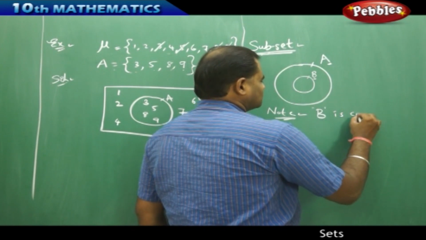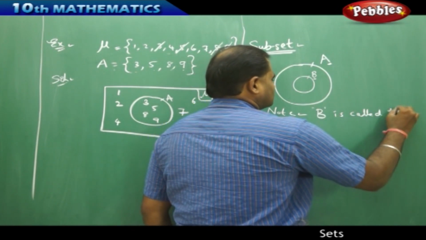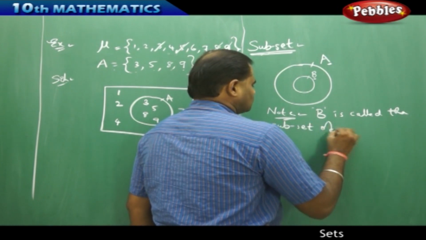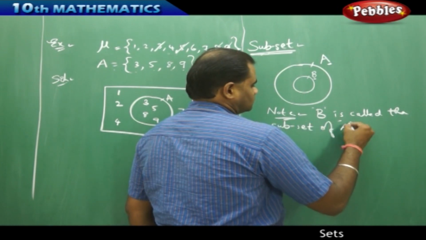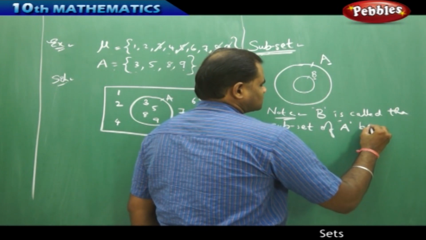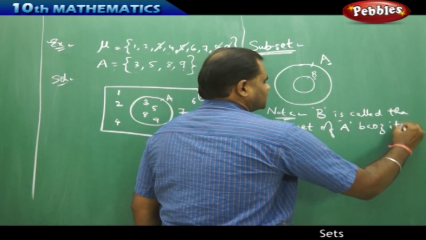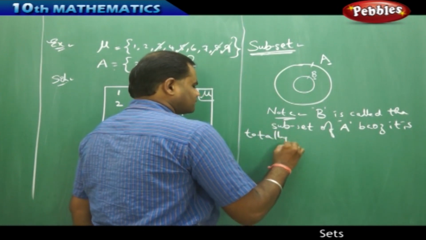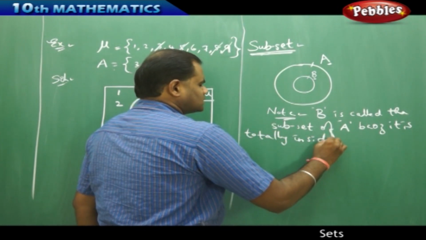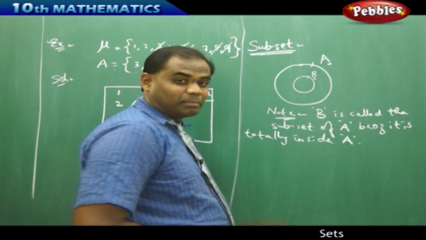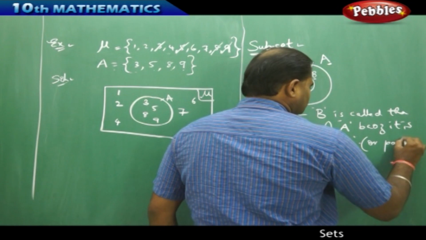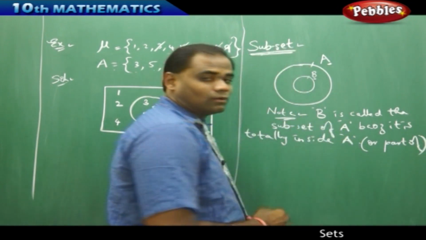B is called the subset of A because it is totally inside A or part of A, is how I understand.